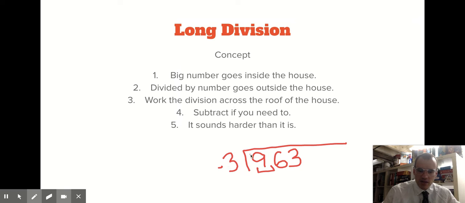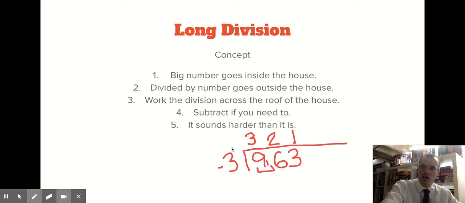What's 9 divided by 3? 9 divided by 3 is 3. And what's 6 divided by 3? 6 divided by 3 is 2. And what's 3 divided by 3? 3 divided by 3 is 1, right? So our answer then is 321, right? We didn't have to do any subtraction there because all of the numbers were exact. Sometimes you get lucky in life.